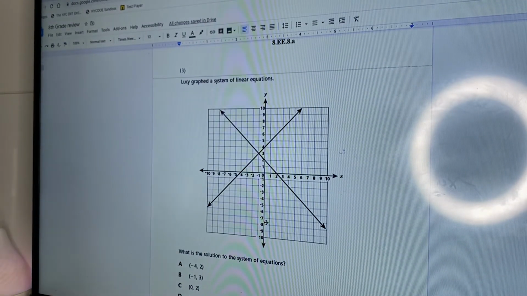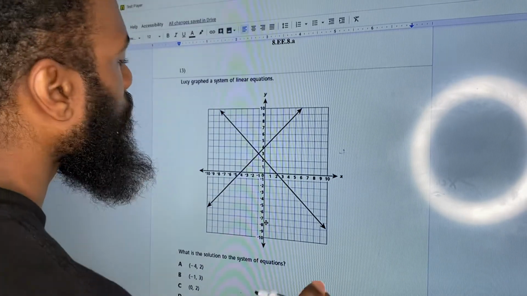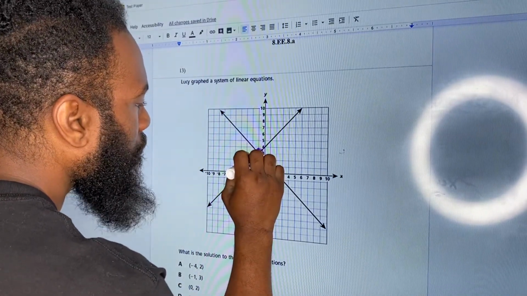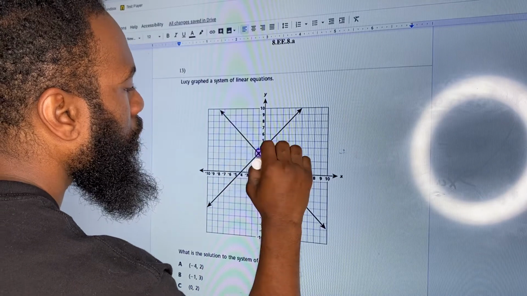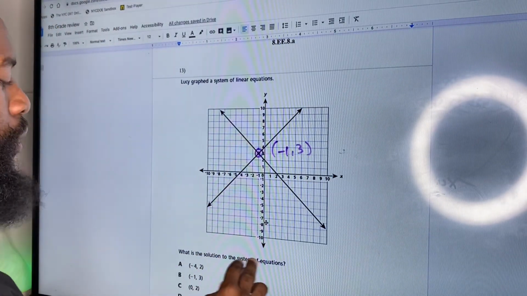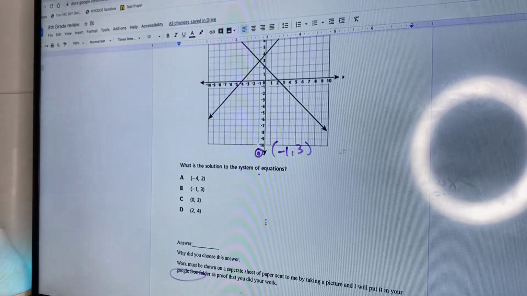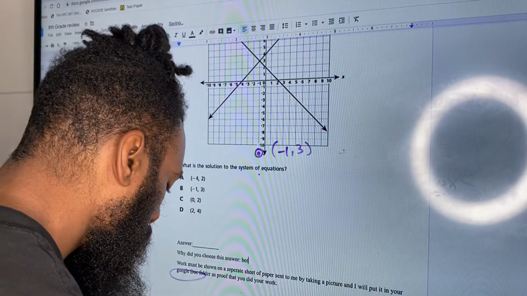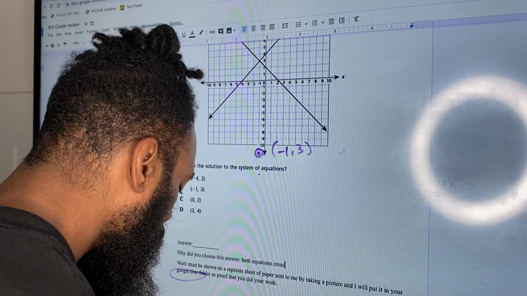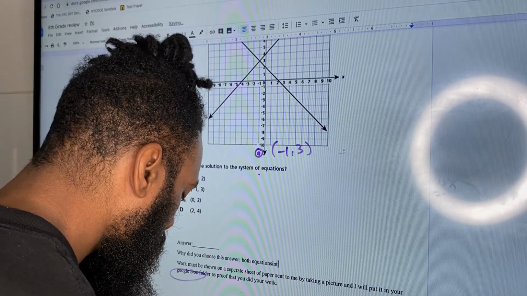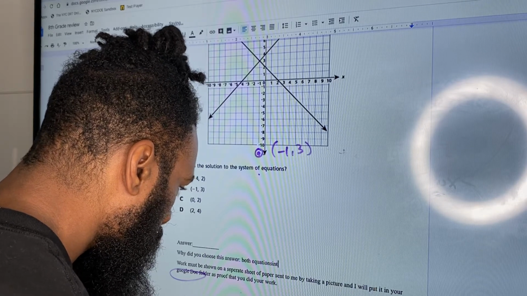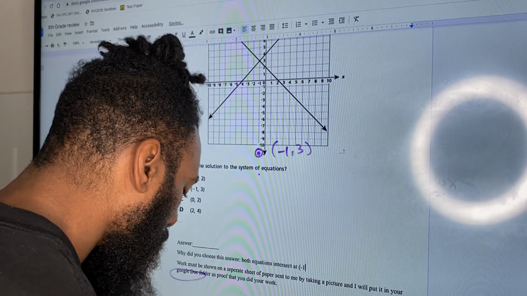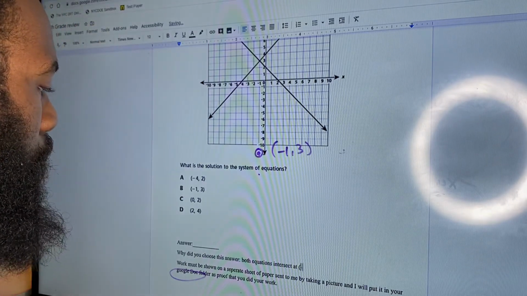So whatever point these two meet up at, which would be right here, this is called a point of intersection, which would be -1 is the x and +3 is the y. -1, +3. Where is the solution to the system of equations? B, right? Your answer, and then why did you choose the answer? It is B because both equations cross or intersect at -1, +3. That's all you got.